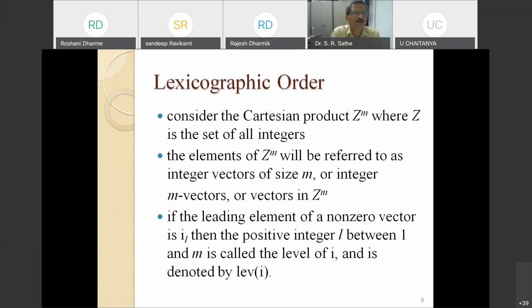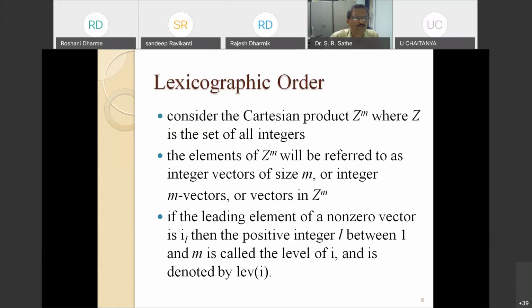Okay. So lexicographic order. Consider the Cartesian product Z to the power m, where Z is the set of all integers. So it is an m-vector, that is a vector of size m. Each element of this vector is an integer. The elements of Z to the power m will be referred to as integer vectors of size m, or integer m-vectors, or vectors in Z to the power m. For example, one of the vectors will be 1, 2, 3, 4, etc. So we refer to it as Z to the power m or m-vector.